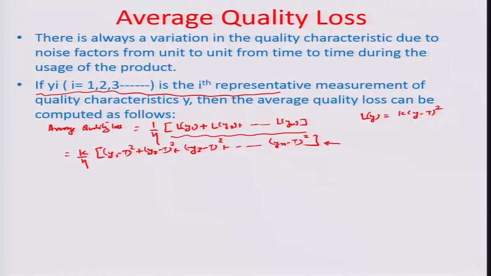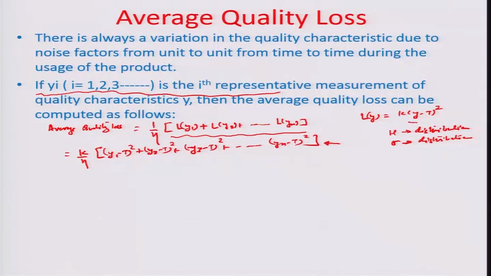algebraically manipulate this equation in a manner so that known quantities which are measurable, related to, let us say, the mean for the distribution of these measurements or the sigma standard deviation for the distribution, are utilized to describe what you call the average quality loss.